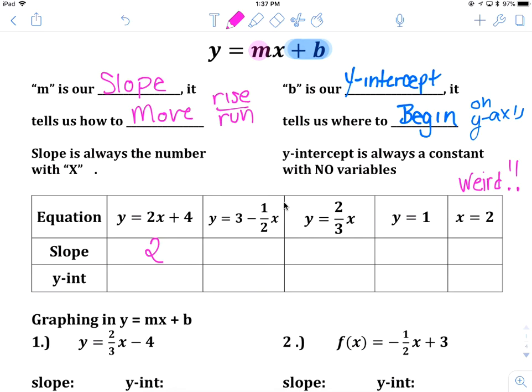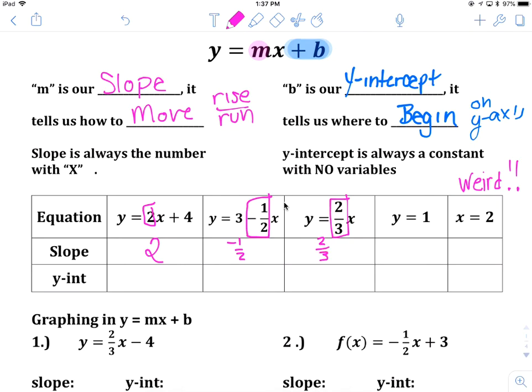On the second example, now it's in a different order, but my slope is still the number that's with x. So it would be 1/2. Now, that 1/2 is negative. So who takes the negative, the 1 or the 2? It should be with the 1. The top number controls the rise up or down. The run should always be positive, okay? All right, my slope in that third example should be 2/3 because 2/3 is with the x.